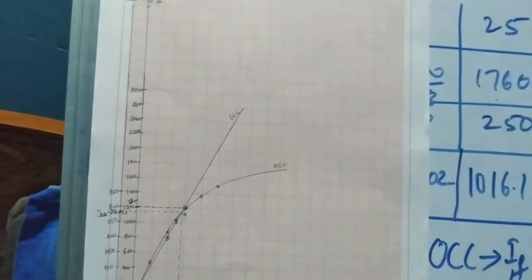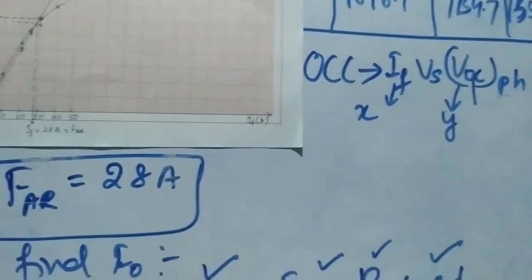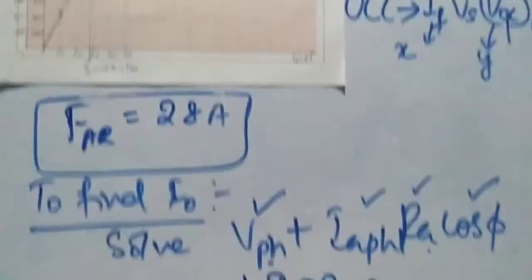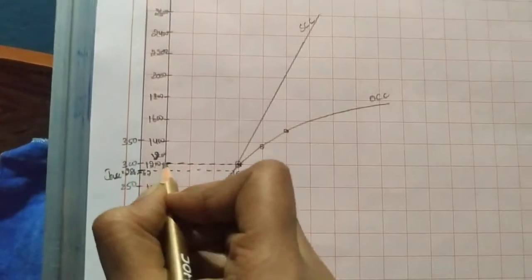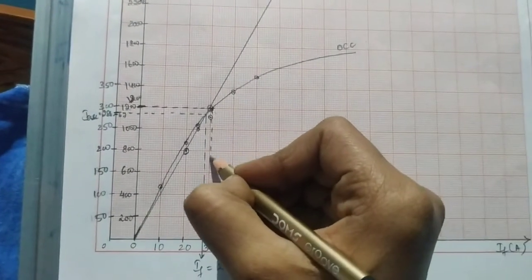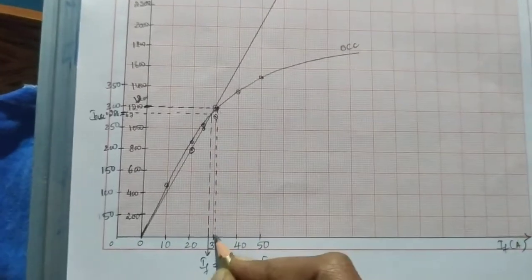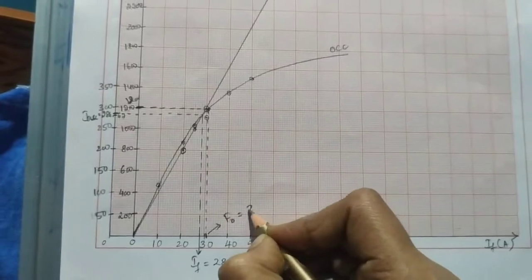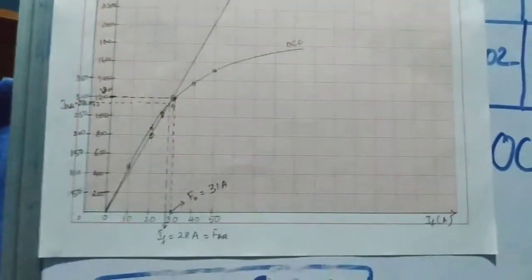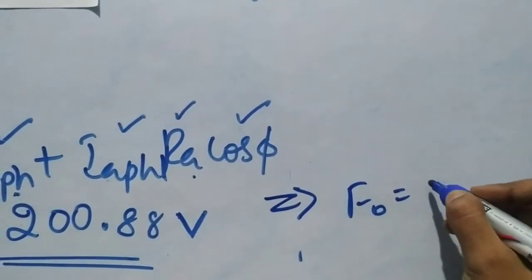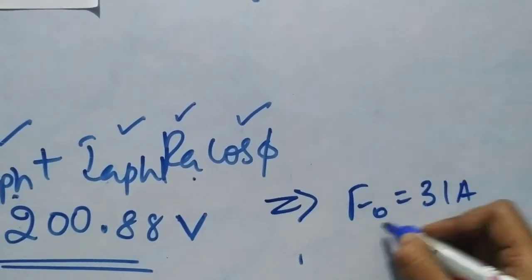So here you can observe the solved value, that is 1200.88 volts. Corresponding to that 1200.88 volts, we have to determine the corresponding field current. It will come around 31 amperes. So the F0 value will be equal to 31 amps, that is F0 is equal to 31 ampere.